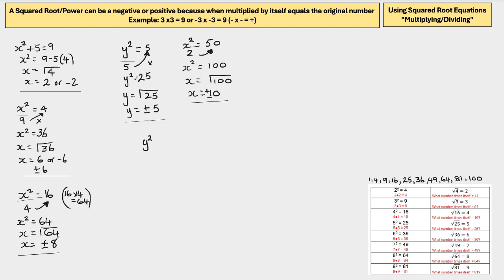Y squared all over 4 equals 9, so that was 36. Square root of 36. No, we've done it before. It's a 6. So it could be plus or minus 6. The only difference is I wrote it differently. So whereas that was 9 underneath and a 4, this is a 4 underneath and a 9. Makes no difference, still a multiplication.